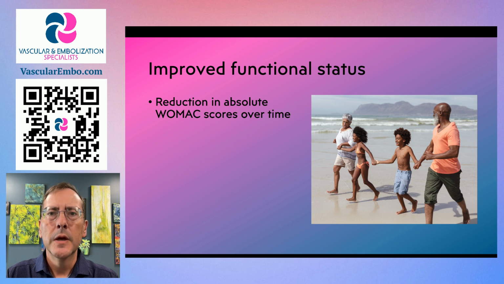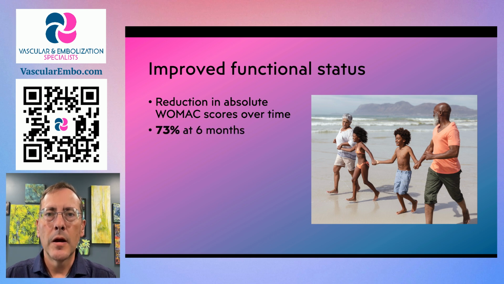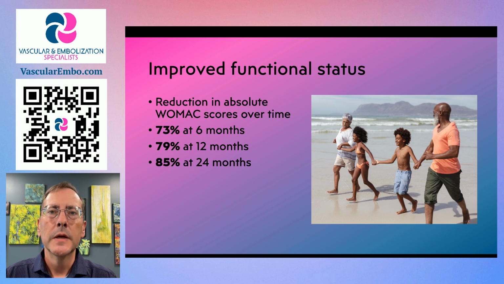Improved functional status. That sheet that I showed you with all the questions, that was the WOMAC sheet. And as the numbers go down, that means that you have an improvement in your functional status. And what we find in our patients and what we find in the literature is that at 6 months, patients report a 73% improvement in all of those different questions. That it does include pain, but it also overwhelmingly includes functional status. We find that functional status improves 79% at 12 months and 85% at 24 months. So patients who respond, the overwhelming majority, experience approximately 85% reduction in pain and 85% improvement in function at 2 years after the procedure.